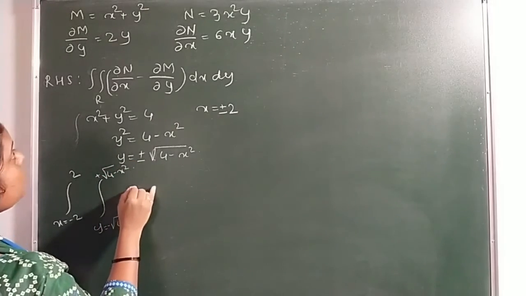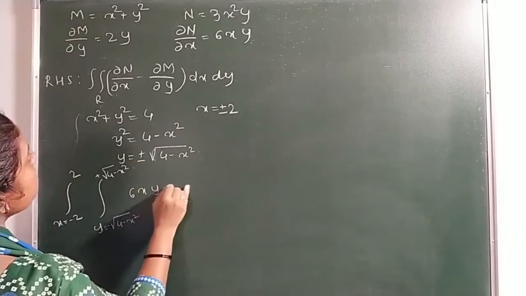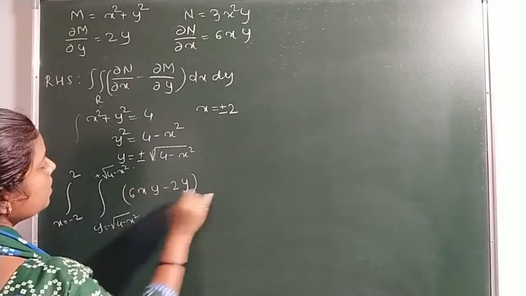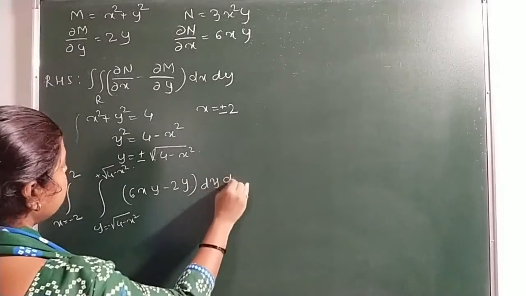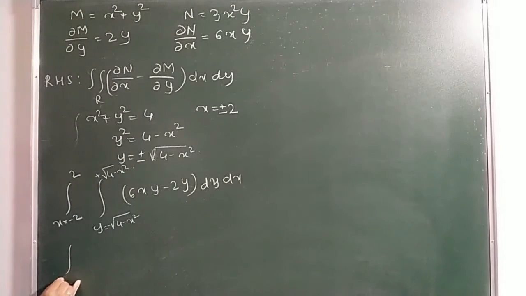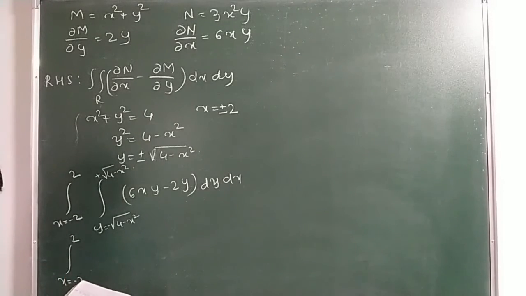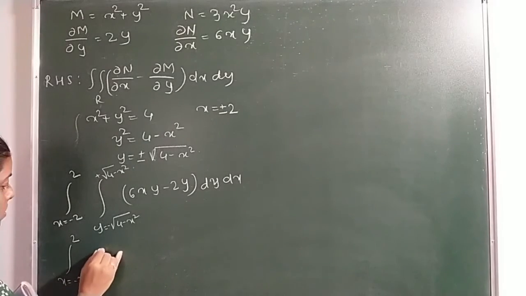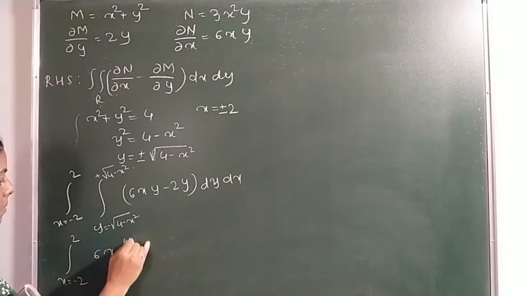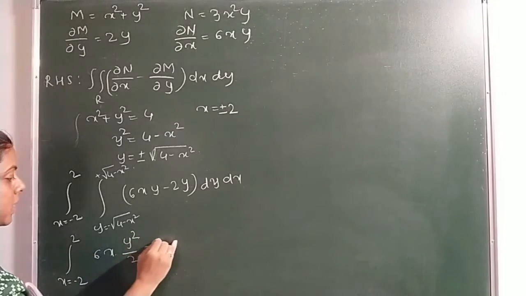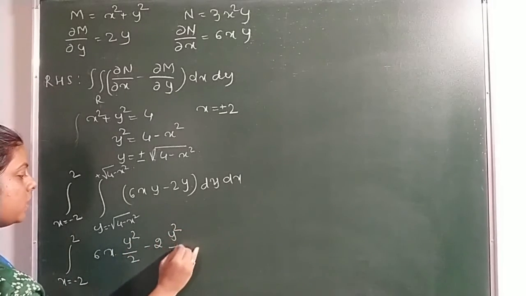Here the integrand you write as 6xy minus 2y, dy dx, with x equal to minus 2 to 2. Now apply the integration with respect to y. Now 6x times y becomes y²/2, minus 2 times y²/2.